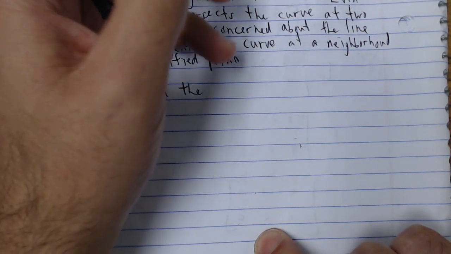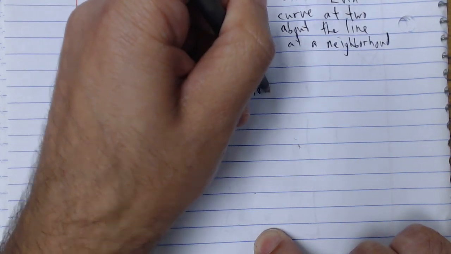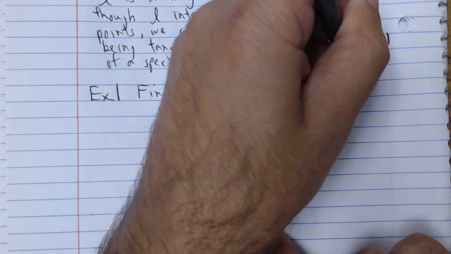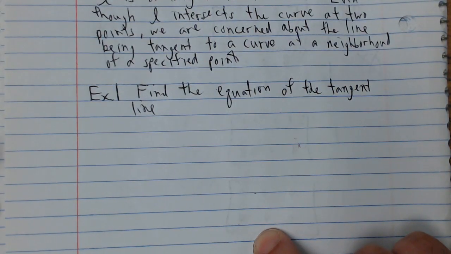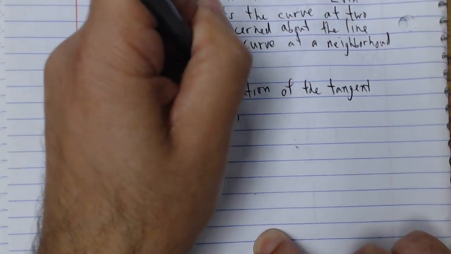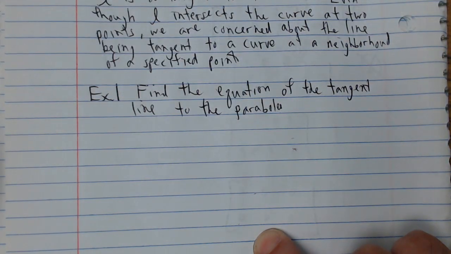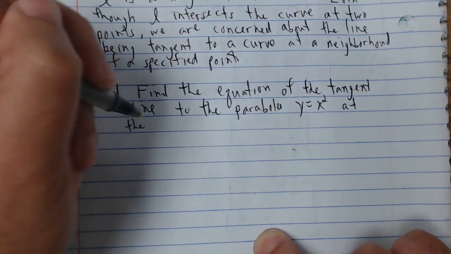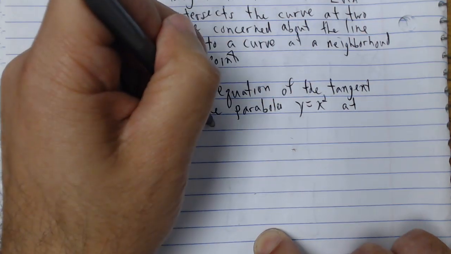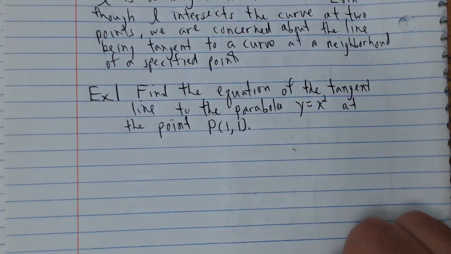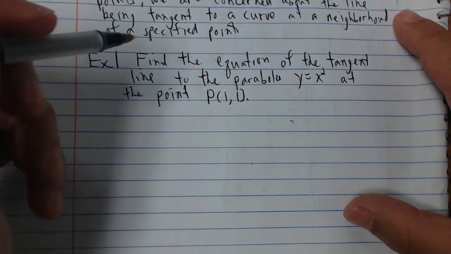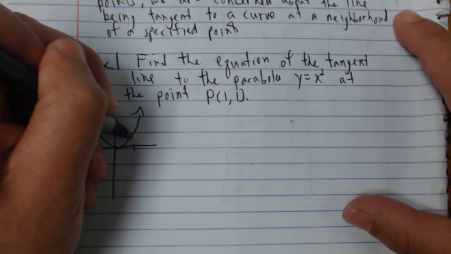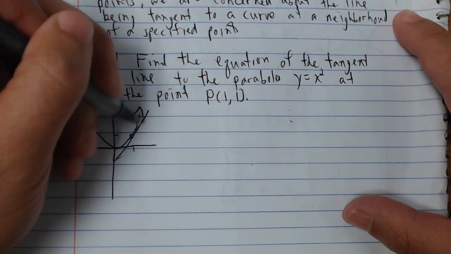So for example 1, we're going to find the equation of the tangent line to the parabola y equals x squared at the point P, which has coordinates (1, 1). Basically, visually speaking, we all know what the parabola y equals x squared looks like, which is something like that. And the point (1, 1) is right here. So my goal is to find the equation of this tangent line.